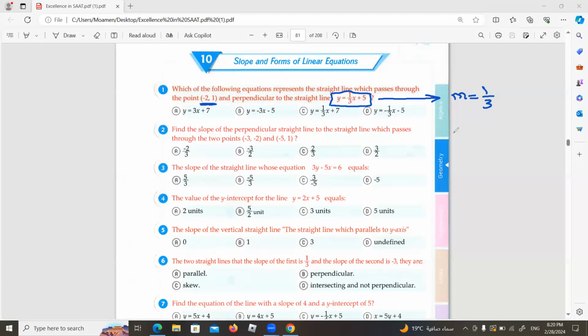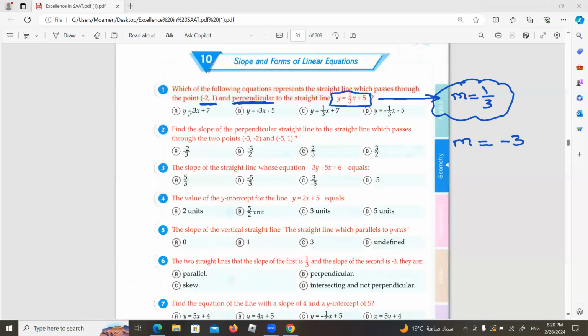Where do you get -3 from? The given slope is 1/3, and the two lines are perpendicular, so I flip and change the sign. The required line has a slope of -3. I flip, it means 3 over 1, which is 3, and change the sign, it will be -3. Let's check.